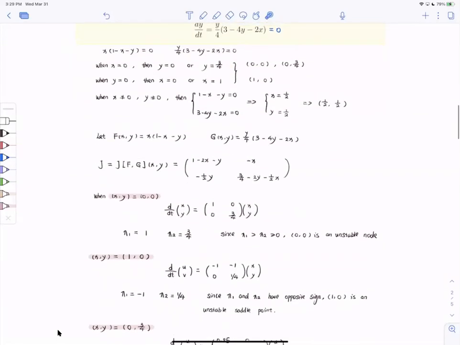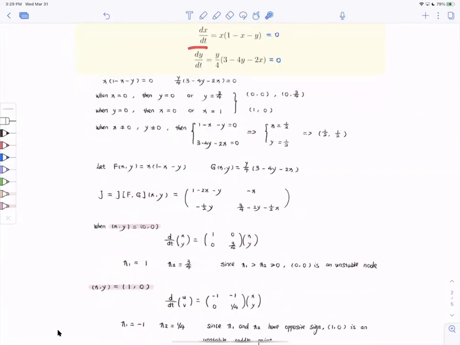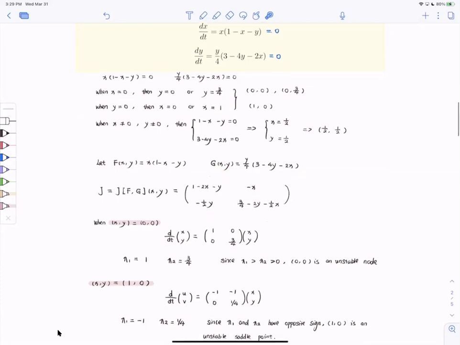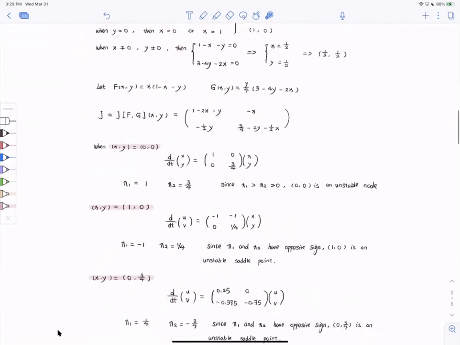So if you let dx/dt equal f(x, y), and dy/dt be g(x, y), then you can find the Jacobian, which is the partial derivative of f with respect to x, partial derivative of f with respect to y, partial derivative of g with respect to x, and with respect to y. So after you find your Jacobian, you discuss each of your equilibrium solutions.